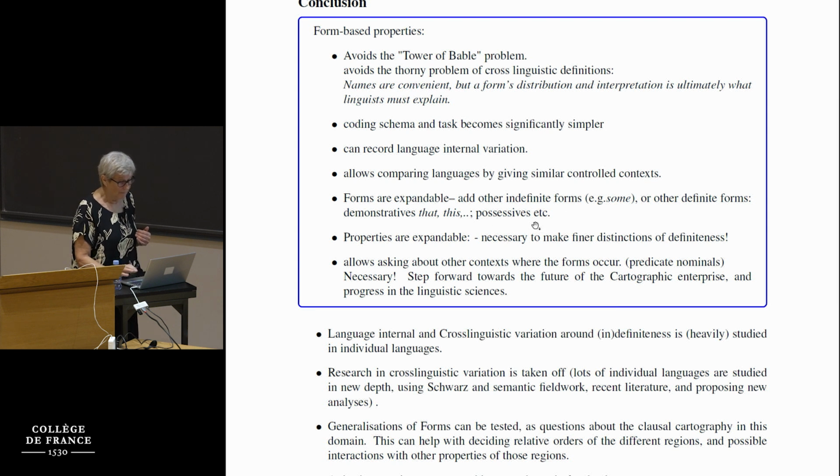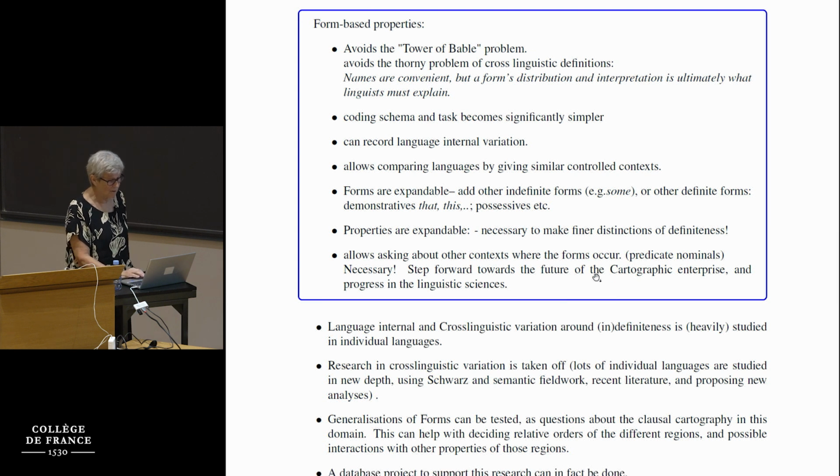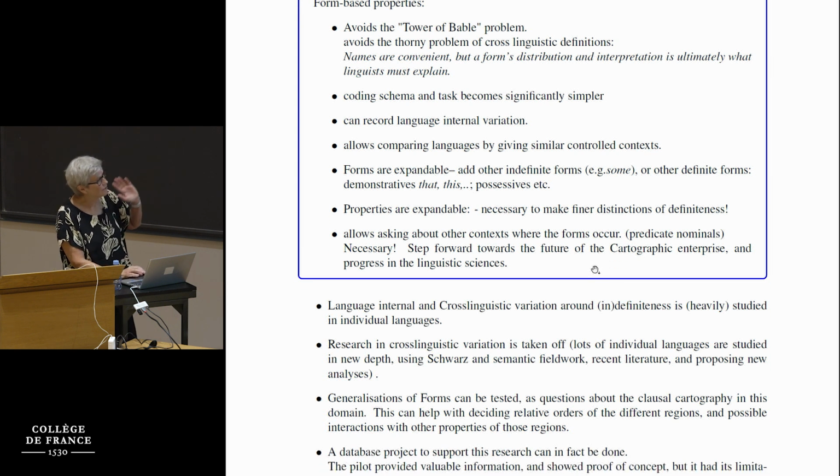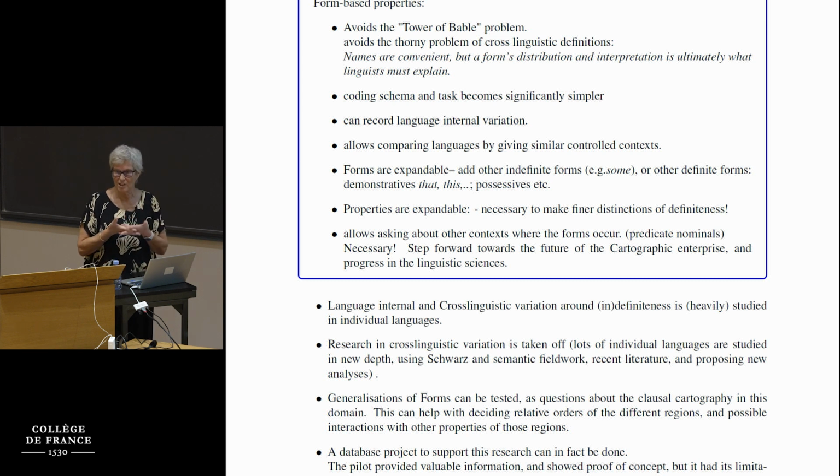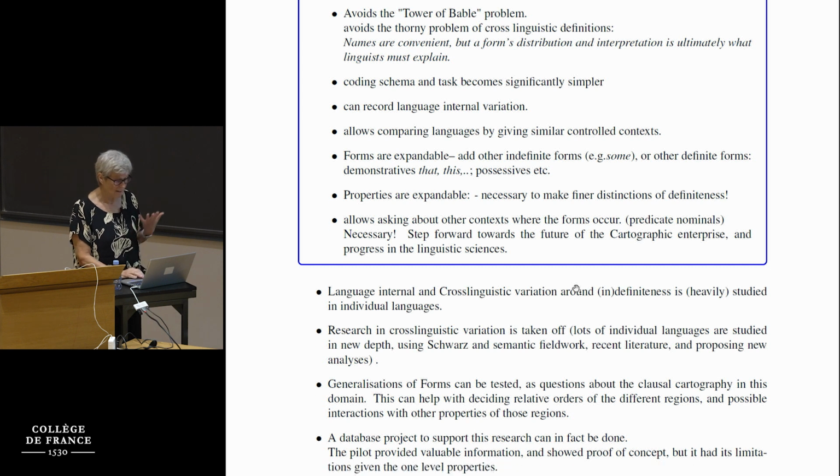Then the forms, as we just saw, are expandable. So we can add also other indefinite forms or other definite forms, like demonstratives, that and this, they behave differently. Possessives, which also interact with definiteness, and maybe the bridging cases. It allows asking about other contexts, so we're not really just talking about referential expressions in arguments of verbs or predicates, but we're also talking about predicate nominals, where the noun phrases are predicates and not referential in that way.